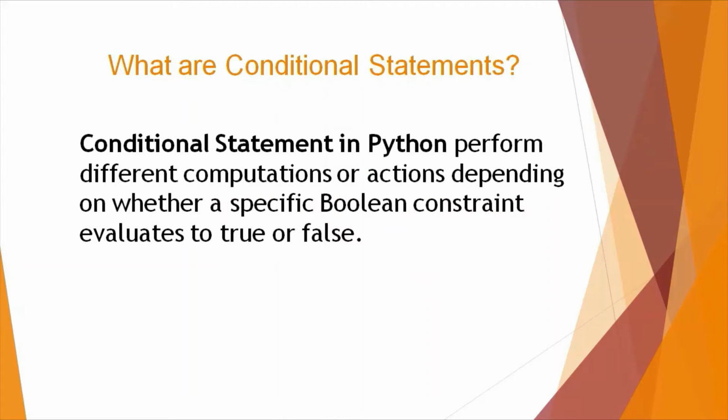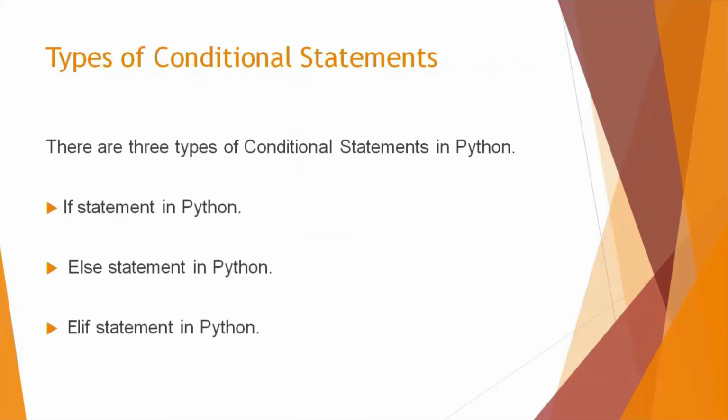So what are conditional statements? Conditional statements in Python perform different computations or actions depending on whether a specific Boolean constraint evaluates to true or false. Don't get confused, we will discuss them one by one. First of all, let's look at what are the types of conditional statements. There are 3 types of conditional statements in Python. Number 1 is if statement, then we have else statement, and in the end we have elif statement.